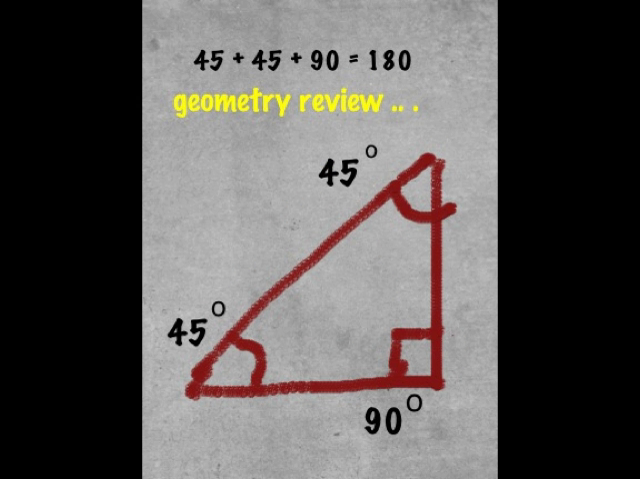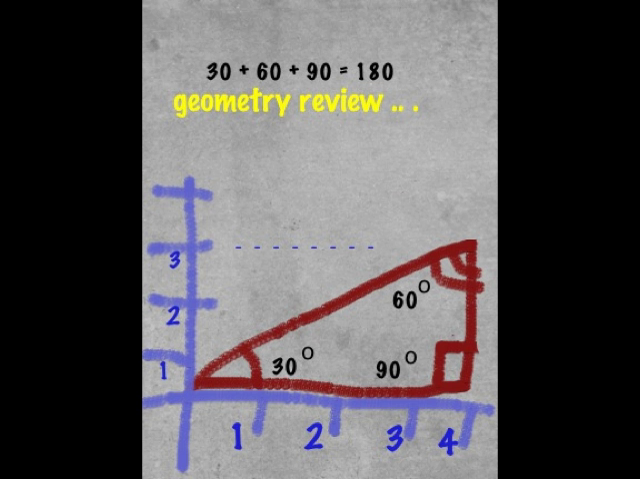Now what we have here is a right triangle. 45 degrees on 2 of the corners and 90 degrees at one of them, once again equaling 180. Now if you remember that protractor, we had 30 degrees, 60, and 90.